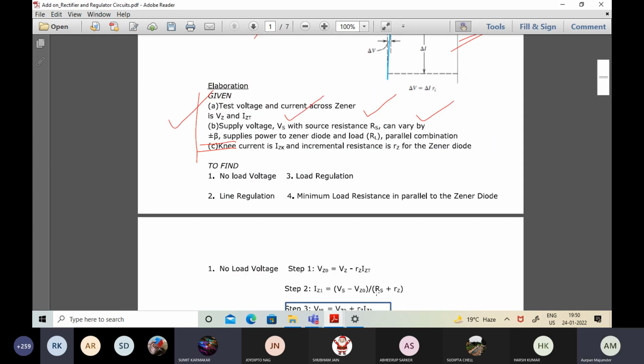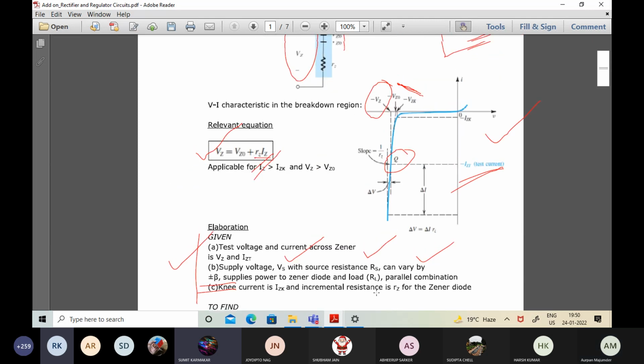Now, the third given condition according to this example is the knee current IZK. Probably I missed out when I mentioned this diagram. That is the onset of the Zener breakdown over there. And the knee voltage is VZK, which is approximately equal to VZ0, almost equal to VZ0.